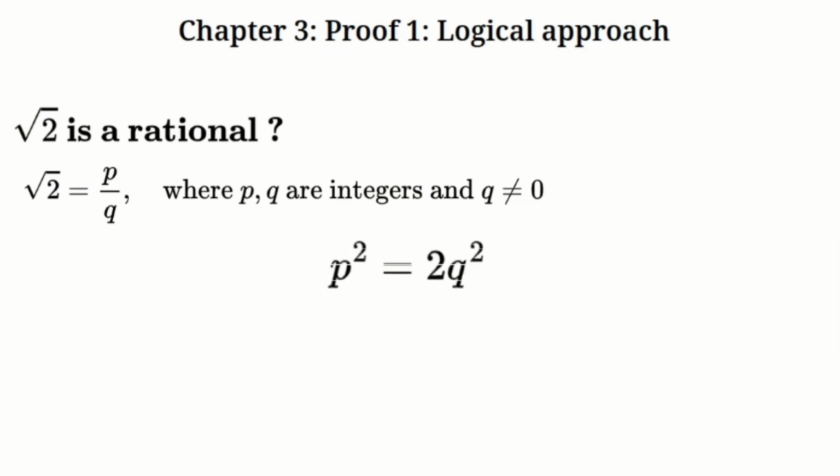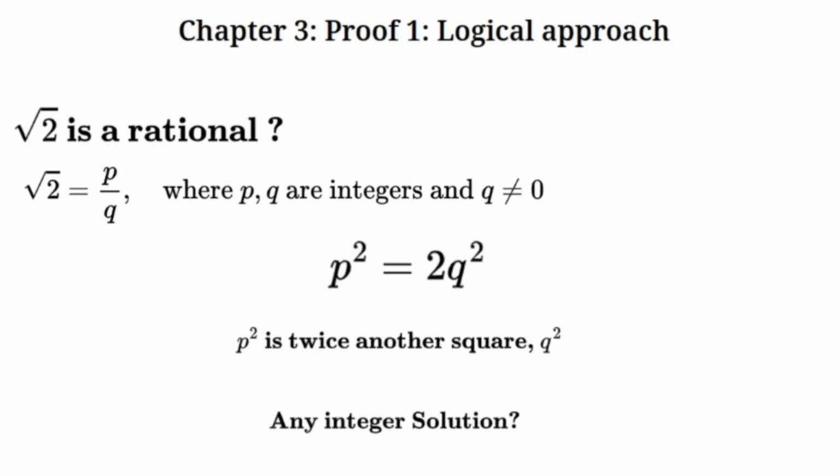Squaring both sides, we get p squared equals 2 times q squared. This means that p squared must be exactly twice some perfect square. But does such an integer solution exist? Chapter 4, Testing Integer Solutions.